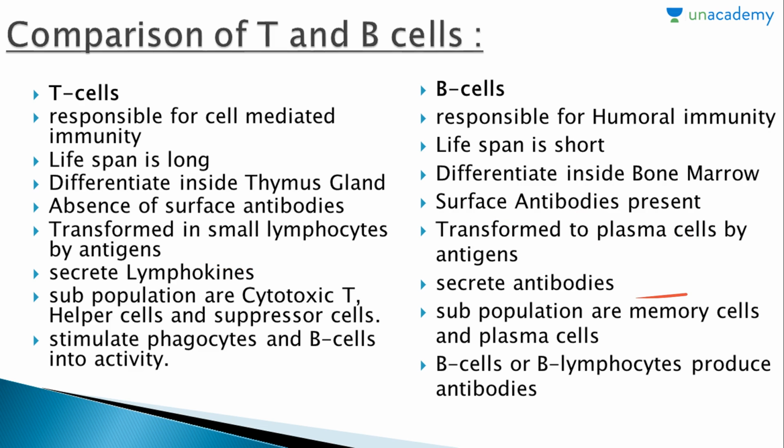The subpopulations of T cells are cytotoxic, helper cells and suppressor cells. Their subpopulations of B cells are memory cells and plasma cells. T cells stimulate phagocytes and B cells into activity. B cells or B lymphocytes produce antibodies.